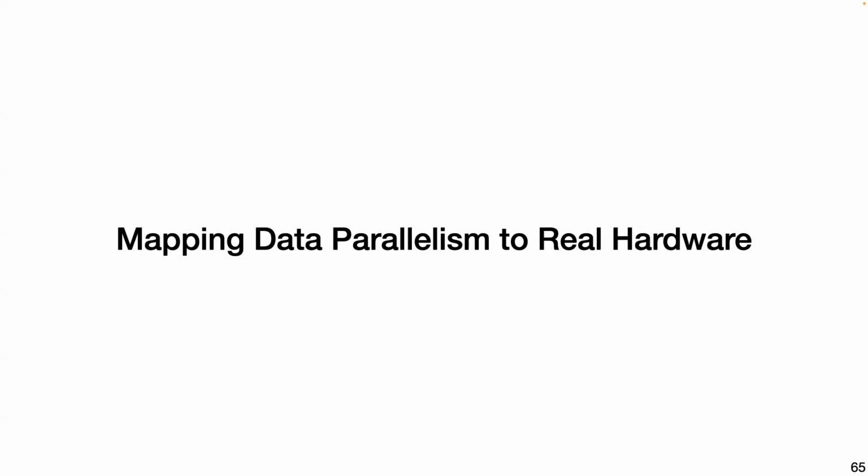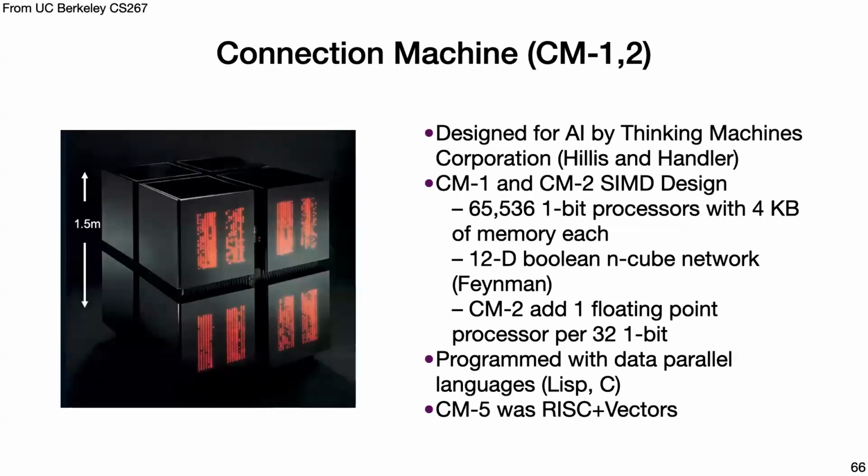So this last part is short. We'll talk a little bit about how you map data parallel algorithms onto actual hardware. So in history, there used to be a machine called the Connection Machine. The first one was CM1, and then they had CM2 and so on. And these were based on SIMD design. So they had 65K, 64K, depending on how you define K, of 1-bit processors. And each one of them had 4K memory. So you had a huge number of tiny processors.